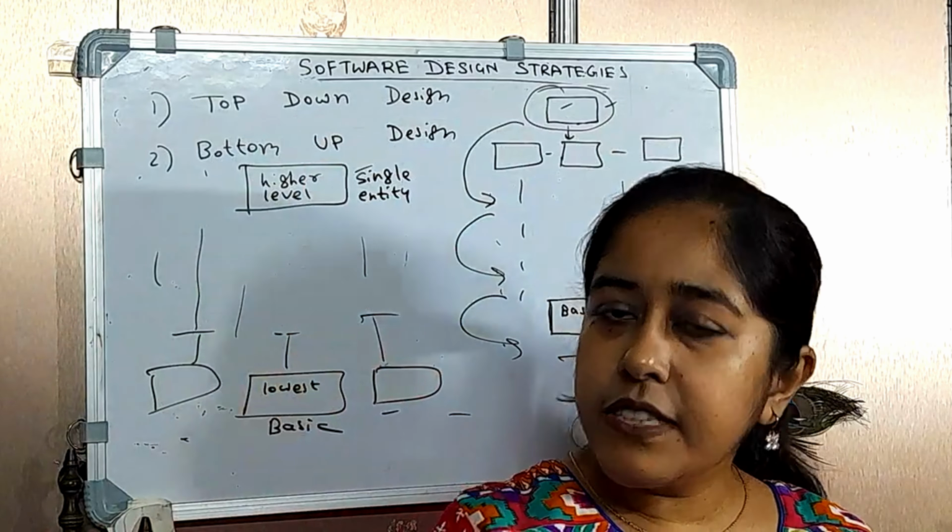Same thing we are going on doing, that is, we are merging. There we are decomposing, we are breaking the system, and here we are going on merging the system. So this is what is going on in the case of top down and bottom up approach. I think it's clear for you.